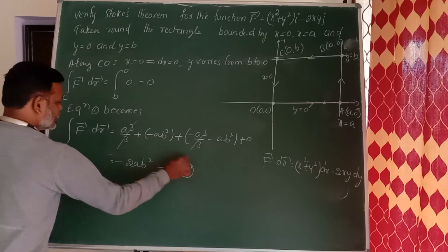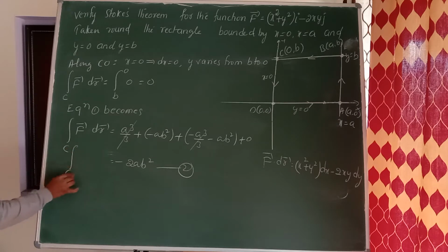Let this be equation number 2. This is the line integral over C of f dot dr. Keep in mind that minus 2AB square in equation 2 is the LHS part of Stokes theorem. Now let us find out the RHS part of Stokes theorem. What is the RHS part?